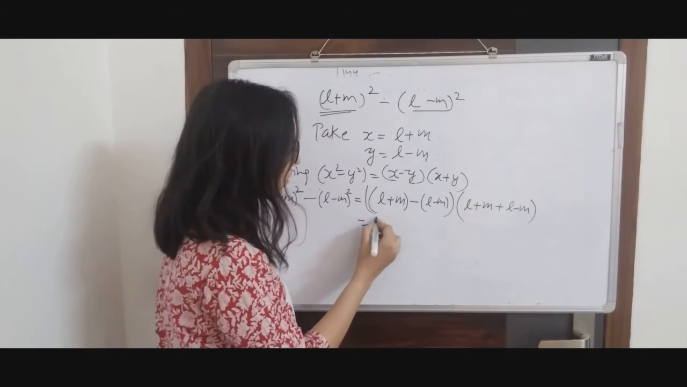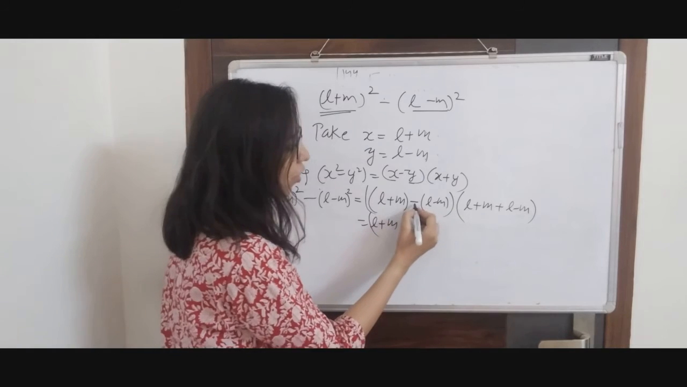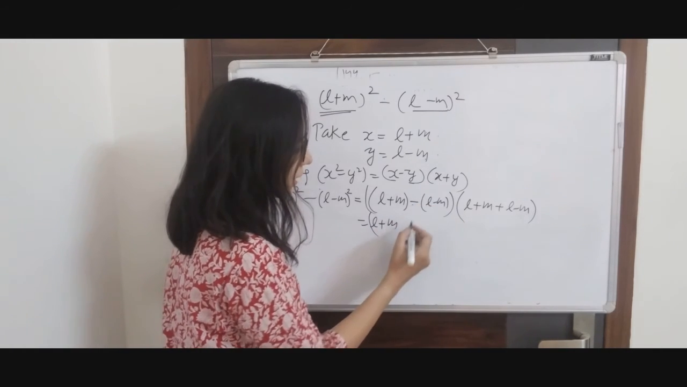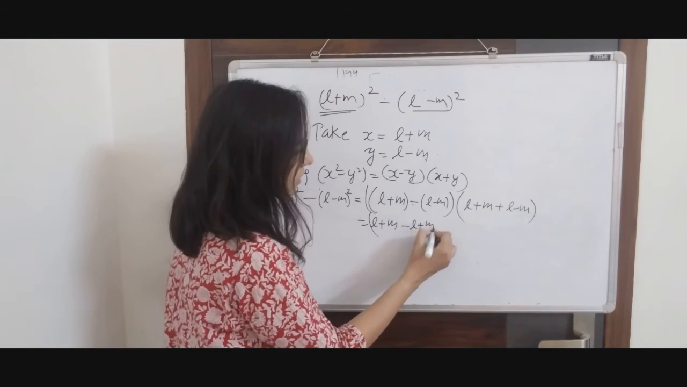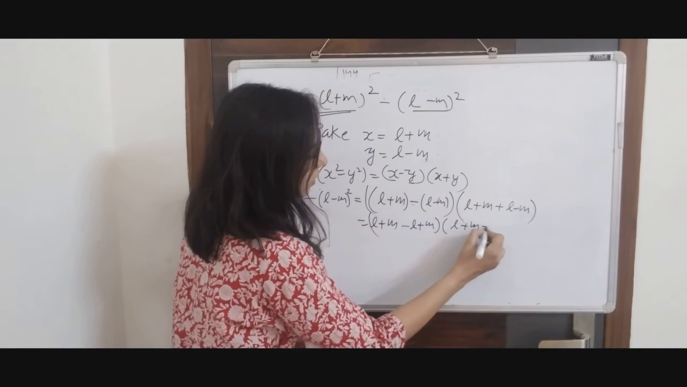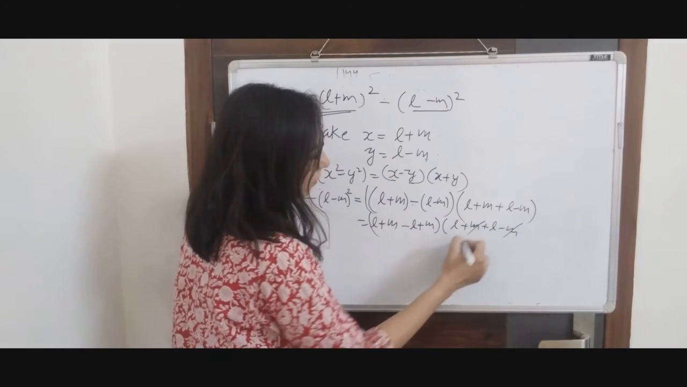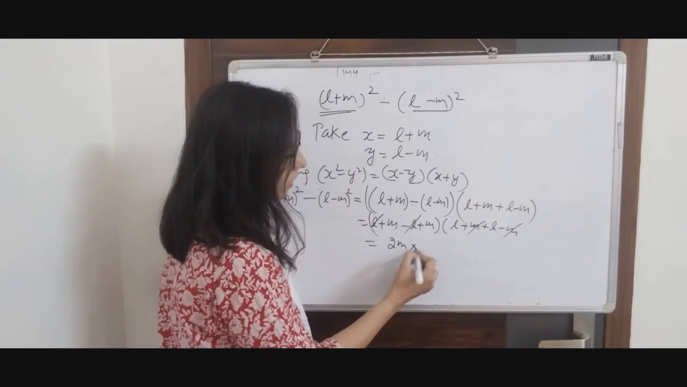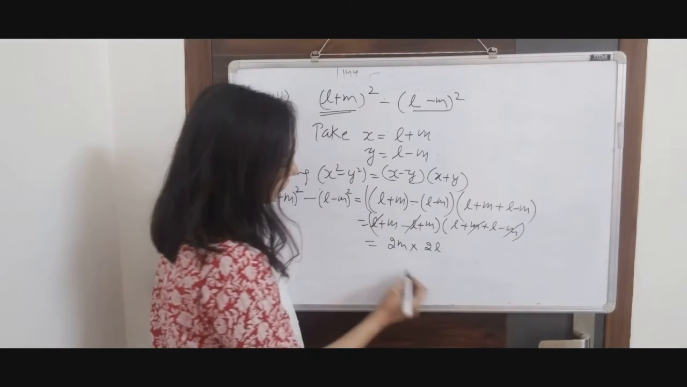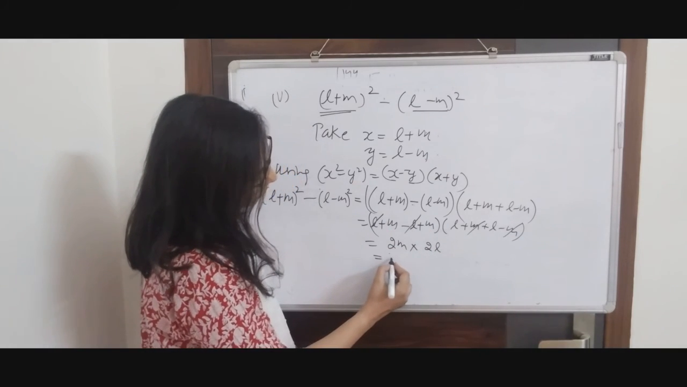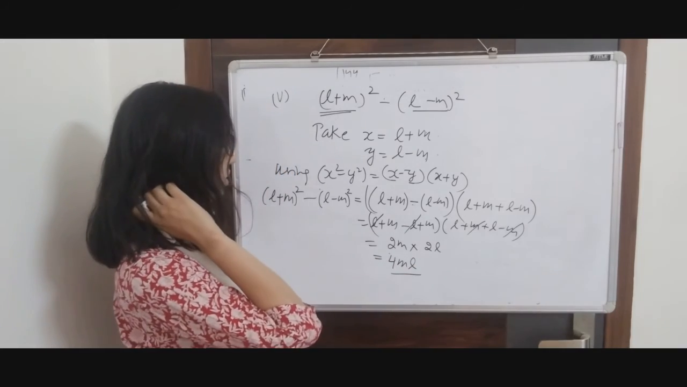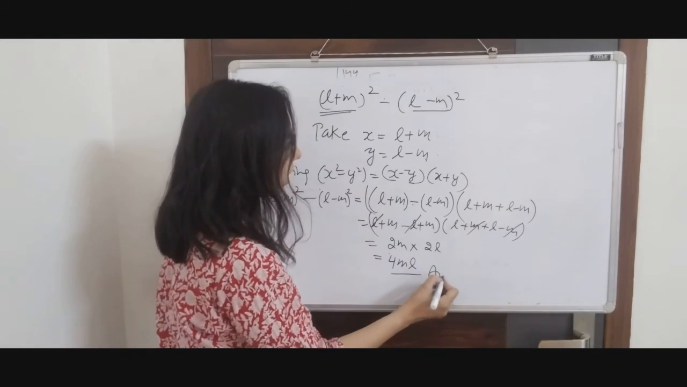So it will be L plus m. Now minus is outside the bracket, it means the sign of the numbers inside the bracket will change: minus L plus m, and here it is L plus m plus L minus m. The m and m will cancel out, and here L and L will cancel out. It is 2m and it is 2L. It will be 4mL. So this is going to be our answer.